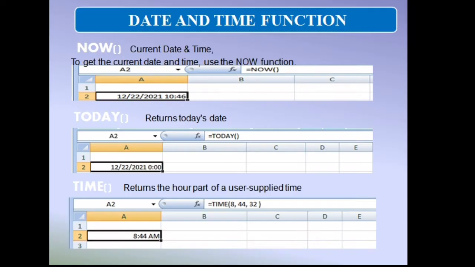Date and time function. Now this function will show the current date and time, like given December 22 is the date and 2021. So through the help of now function we can easily check the current date and time.